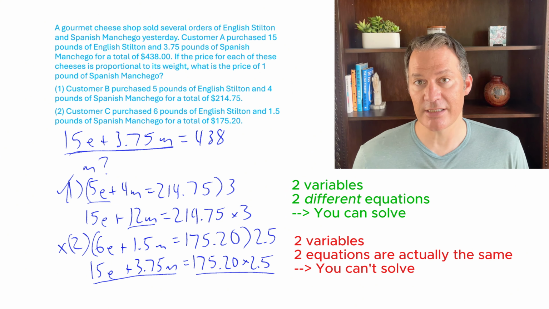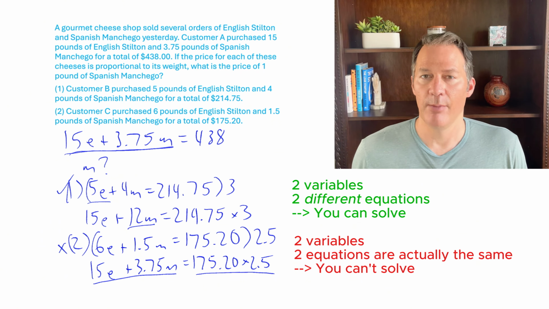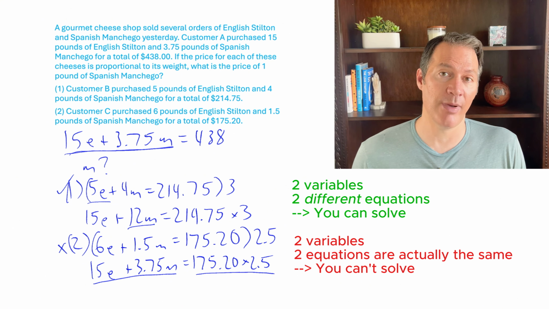So the trap here really is thinking that statement 2 is like statement 1, just another equation, and you can solve. But they have to be different equations. Once you know they're different, you can solve. And in statement 2, once you know they're not different, you can't solve. So that's the equation count pattern at a deeper level.